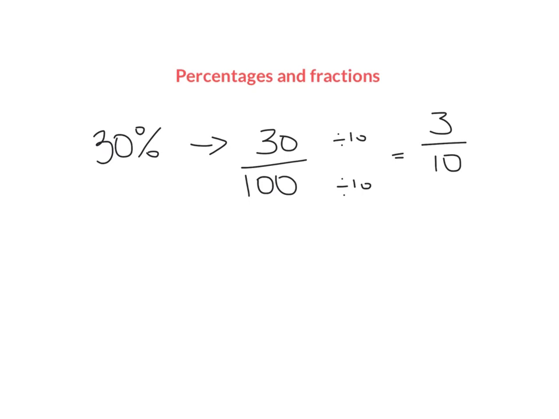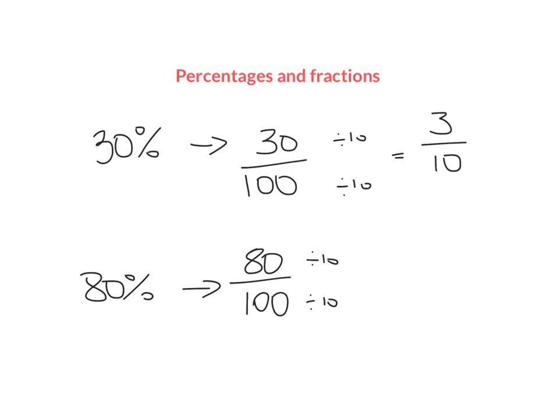Let's have a go at another one. Let's go for 80%. Again, because percentages are out of 100, I can just go 80 over 100. And again, I'm going to divide by 10, top and bottom, which will give me 8 over 10. And I can also divide the top and bottom by 2 again. I can just half the top and the bottom numbers. That'll give me 4 over 5. And that's it, fully simplified.